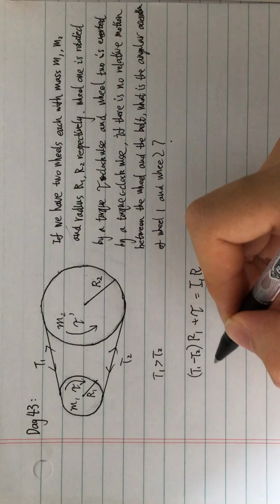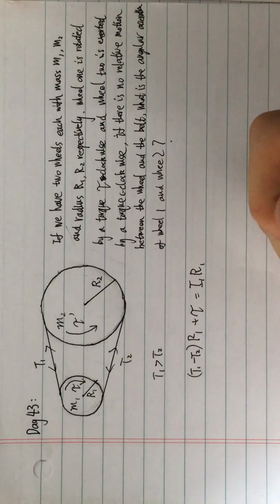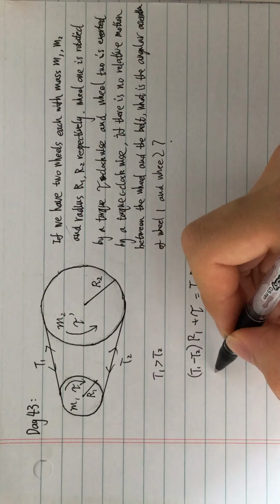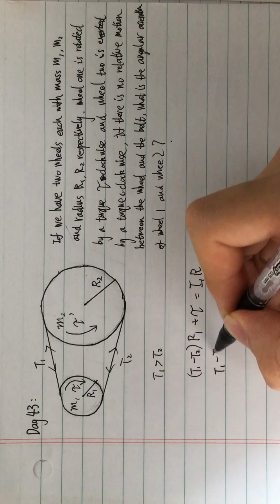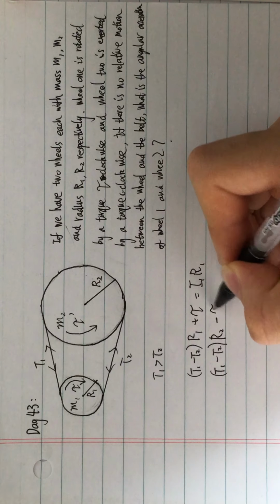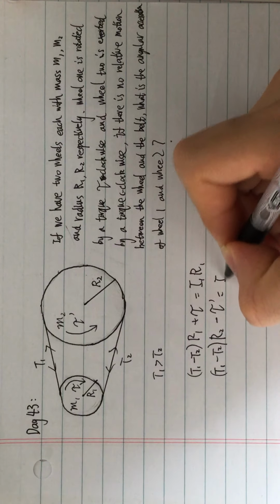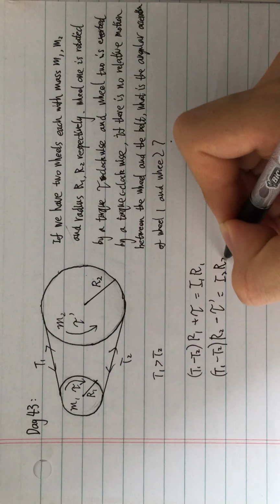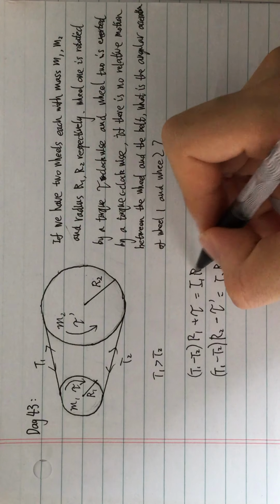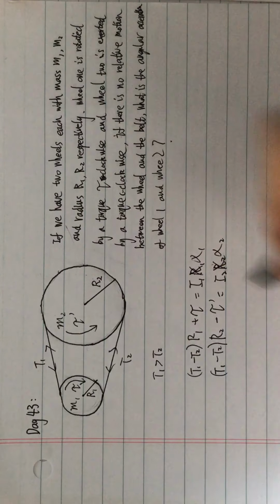Then the same for the second wheel. The second torque is counter to the force exerted in the direction. So we have (T1 minus T2) times R2 minus the torque prime equal to I2 times alpha 2. Oops, this is not R2; it should be alpha 2 and alpha 1, not R2.